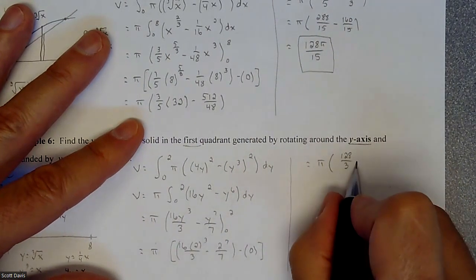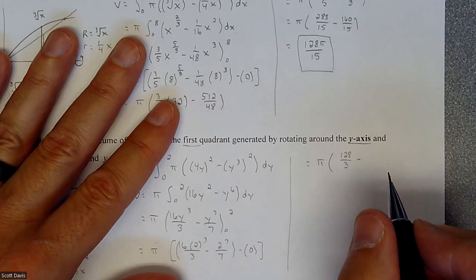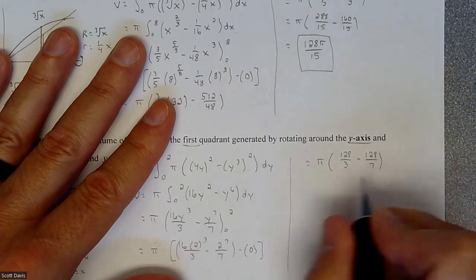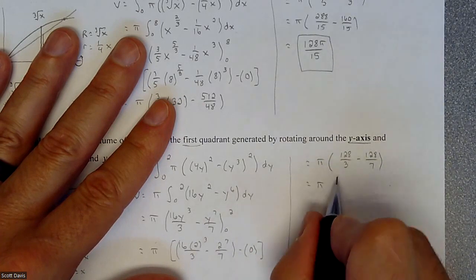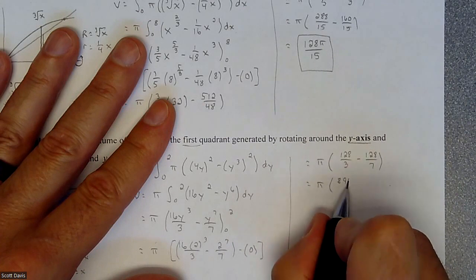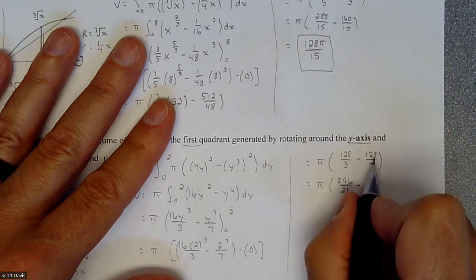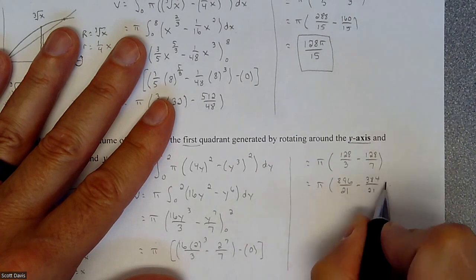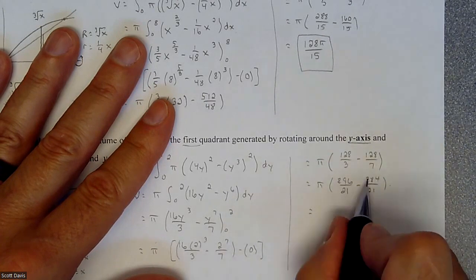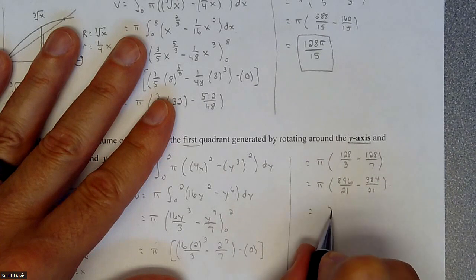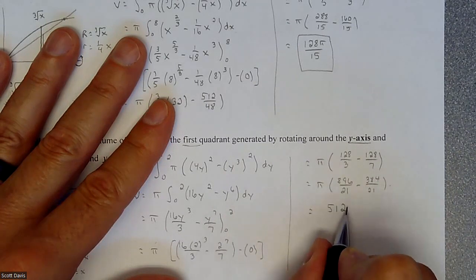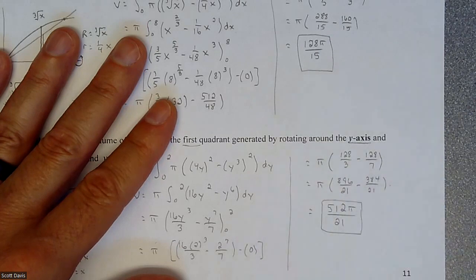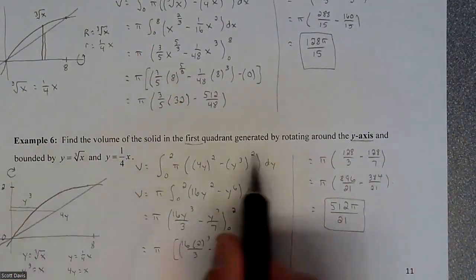2 to the 7th also ends up being 128, but it's 128 sevenths. And so if I get a common denominator, I would multiply this by 7, which would make it 896 over 21. Multiply this by 3, I get 384 over 21. And if I put that together, the 896 minus the 384 is 512. We'll tack our pi onto it now, over 21. All right, and that is our volume of rotating these around the y-axis.